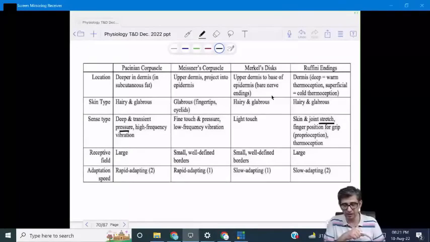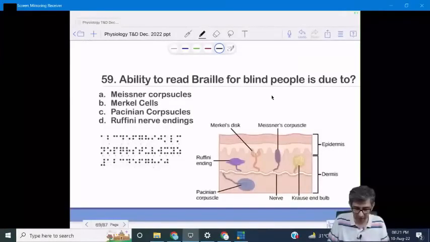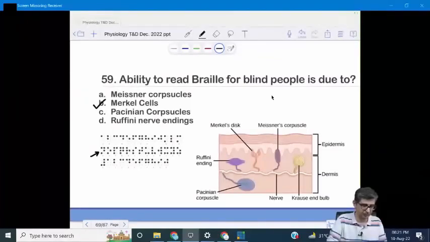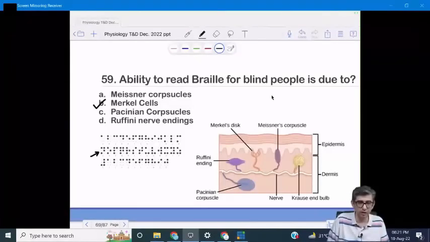Now the basic point is when it comes to ability to read braille, that would be mainly with respect to this light touch, that fine touch. ये ऐसे braille के ये छोटे छोटे holes होंगे जिसको punch करते हैं, तो that's related to fine touch. This would be related to Merkel cells. Answer to 59 is option number B. Yep, 2-point discrimination, light touch and 2-point discrimination will matter.